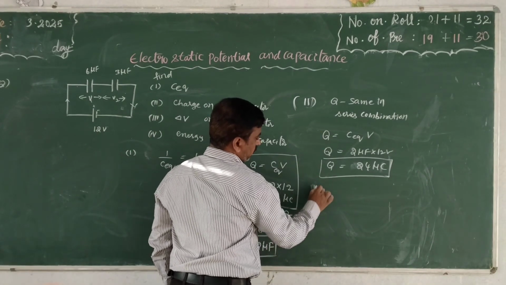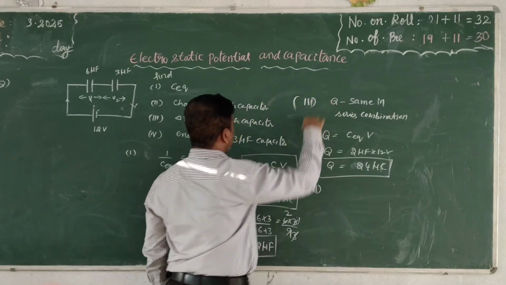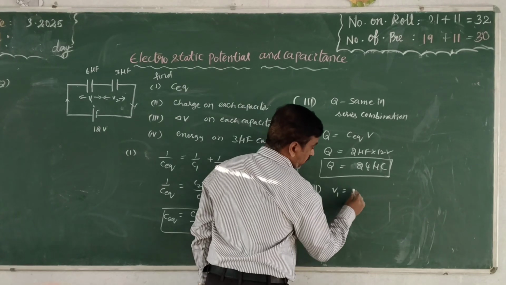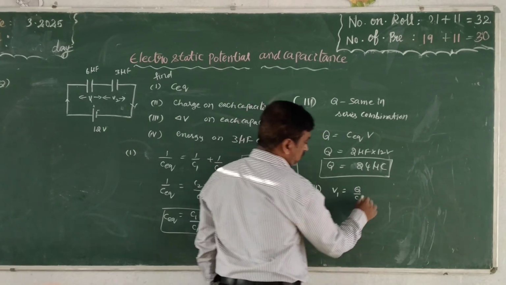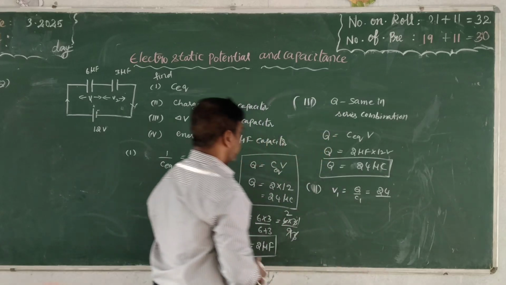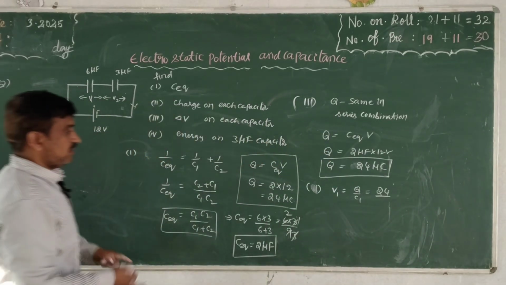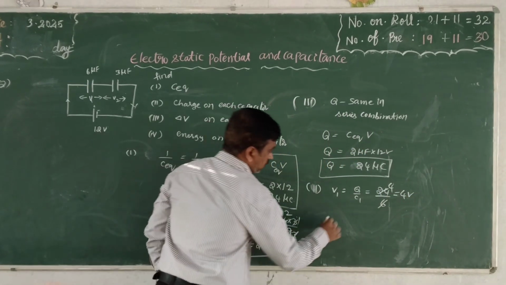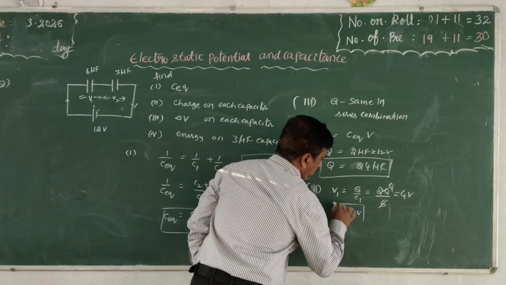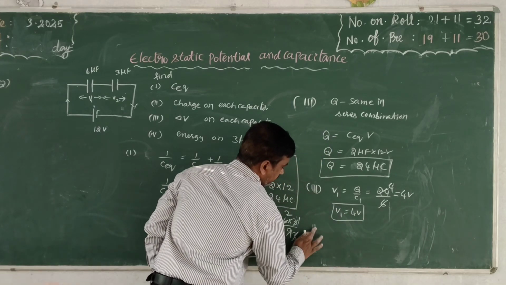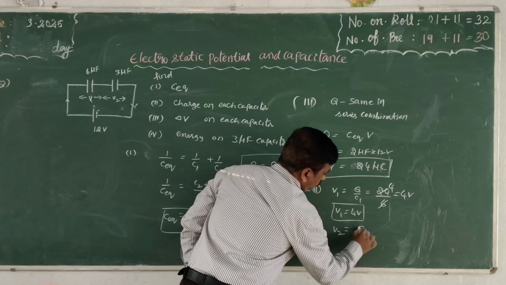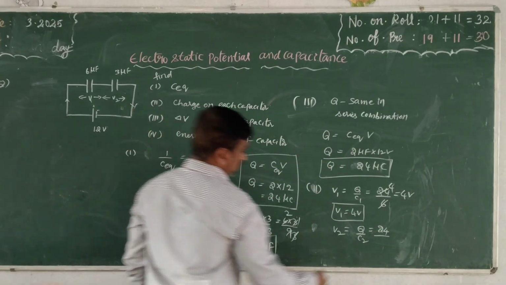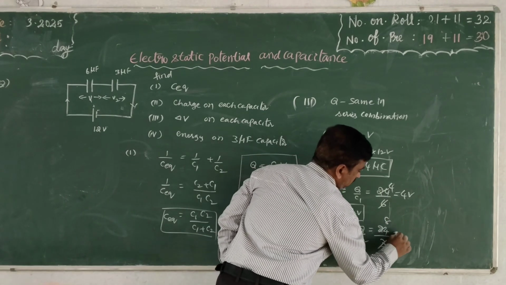Now we can find out the third one, the potential on each capacitor. The potential formula is V1 equals Q by C1. Q is 24, C1 is 6 microfarads. 6 fours are 24, so V1 equals 4 volts. Second one, V2 equals Q by C2. Q is 24, C2 is 3. 3 eights are 24, so 8 volts.